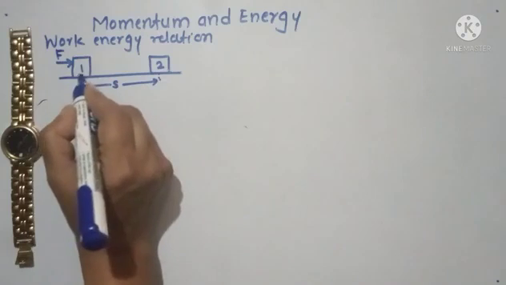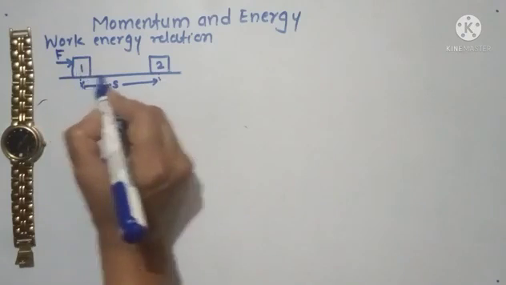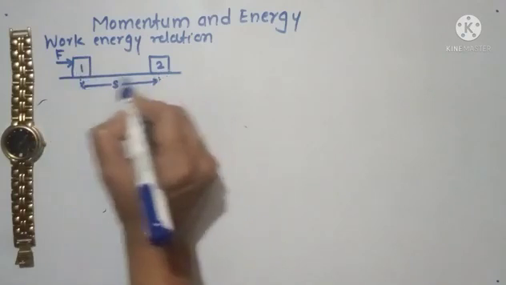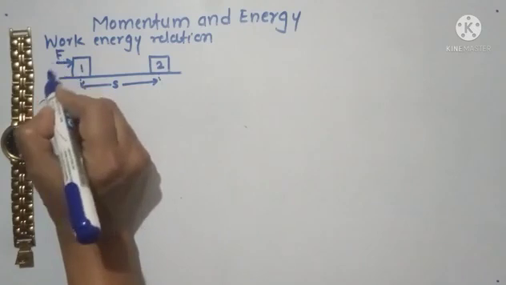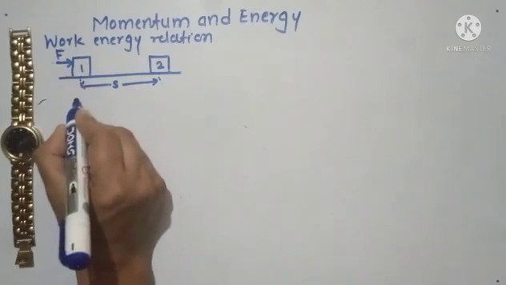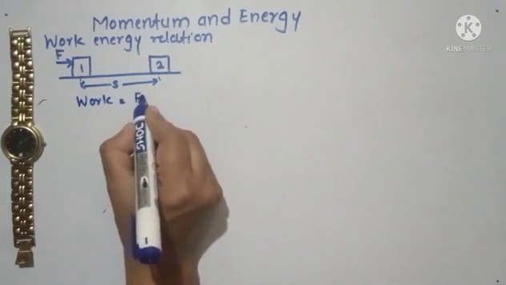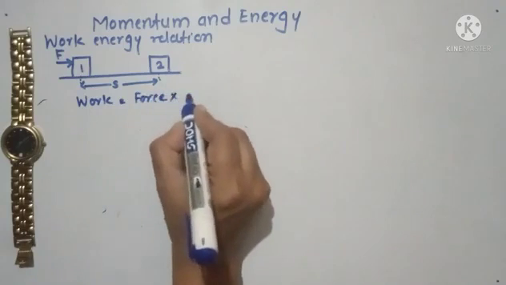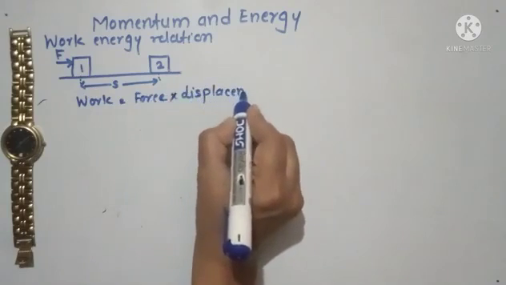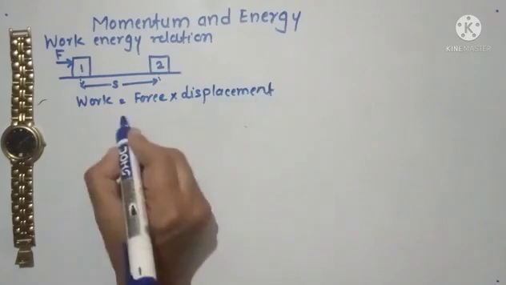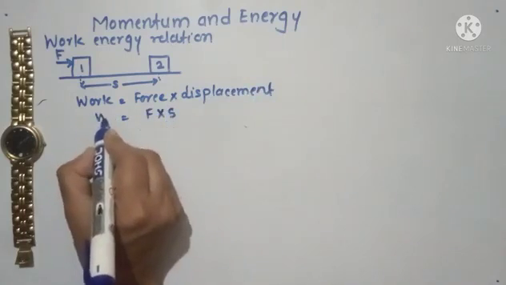So whenever there is a displacement of any particle or any body from one position to another position on application of the external applied force, then work is done. So the work is defined by force into displacement, and therefore it can be given by F into S.